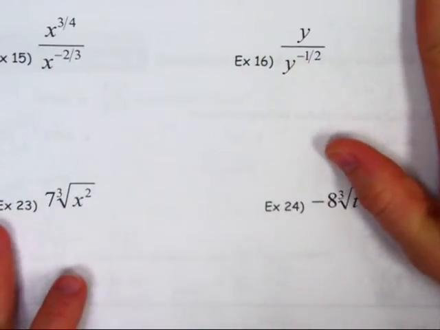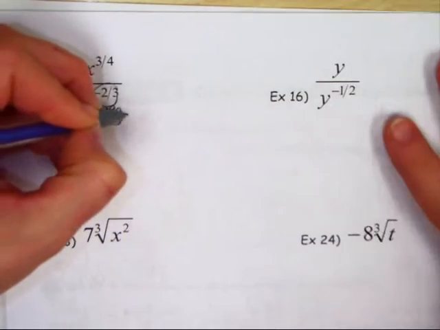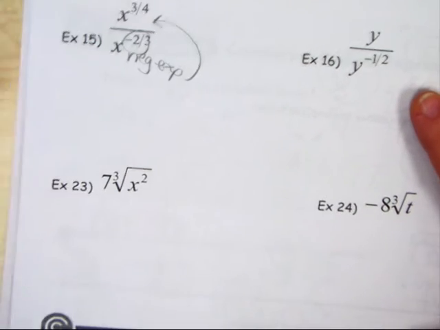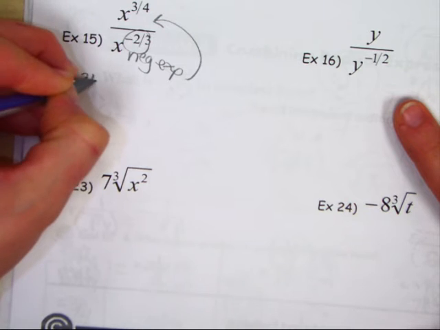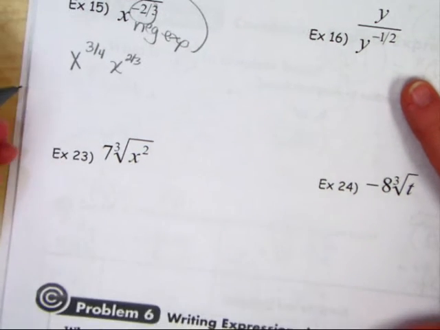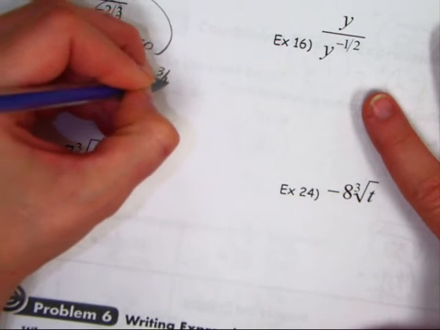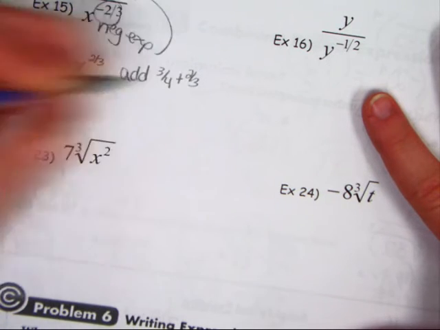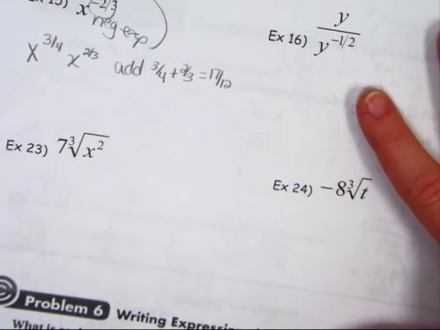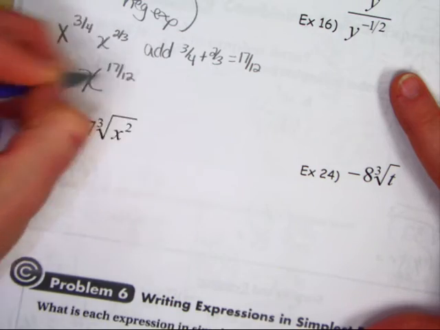15. See your negative exponent? You move it to the top. When I move it to the top, I get x to the 3/4, x to the 2/3. That means I have to add. So I do 3 over 4 plus 2 over 3 equals, well, that's 17 over 12. That becomes x to the 17 over 12.